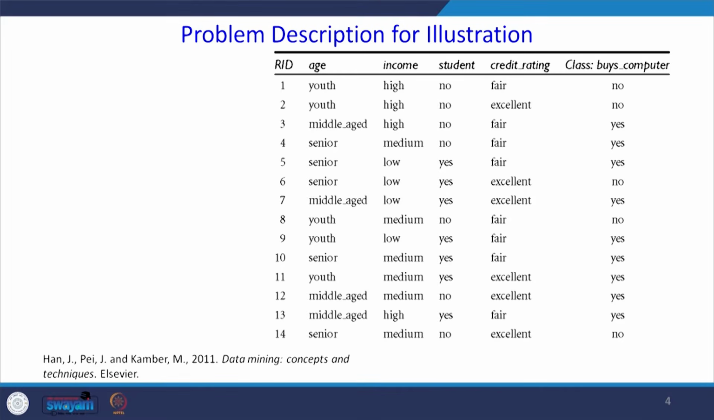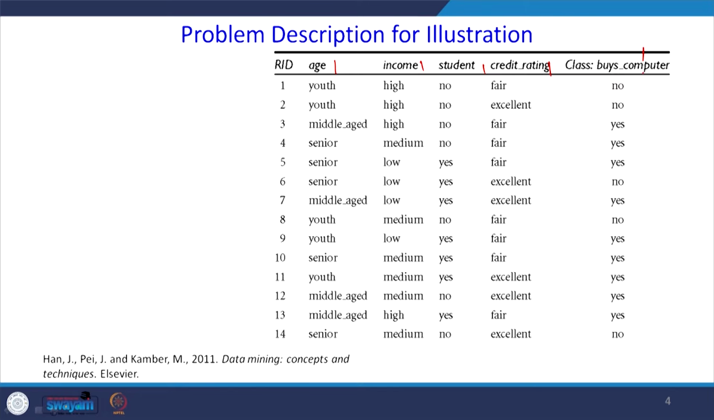We are going to take one problem. This problem is taken from the book by Han, Pei and Kamber, Data Mining: Concepts and Techniques. The problem says there are 5 columns: age, income, student, and credit rating. The dependent variable is buys_computer.